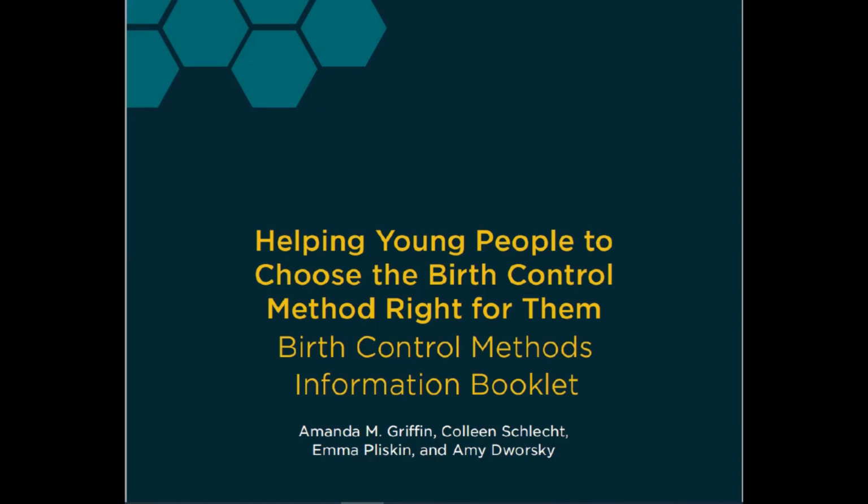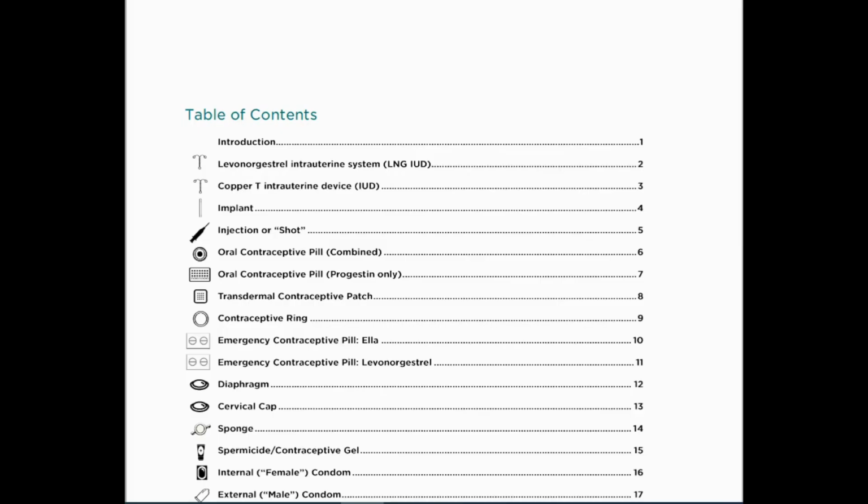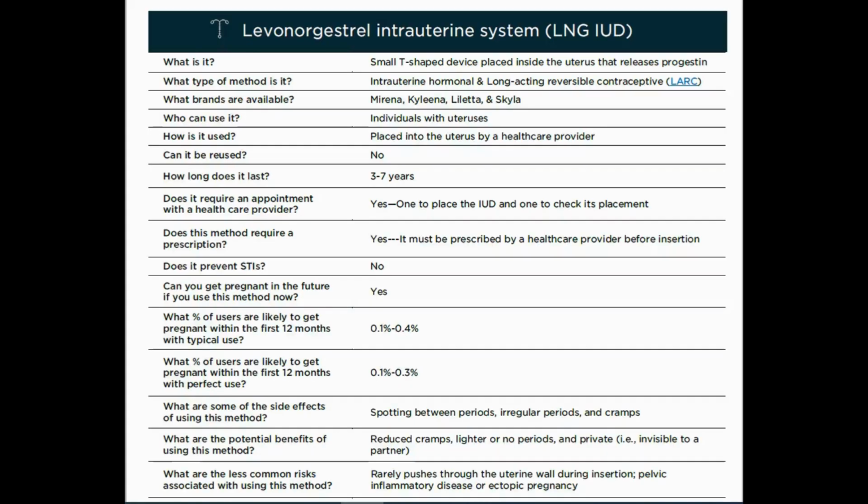The Birth Control Methods Information Booklet provides medically accurate information about birth control methods. Youth supporting professionals can use the booklet to educate themselves about birth control methods or share information with young people about the birth control methods they are considering. The booklet includes the 18 birth control methods featured in the Birth Control Methods Matrix.